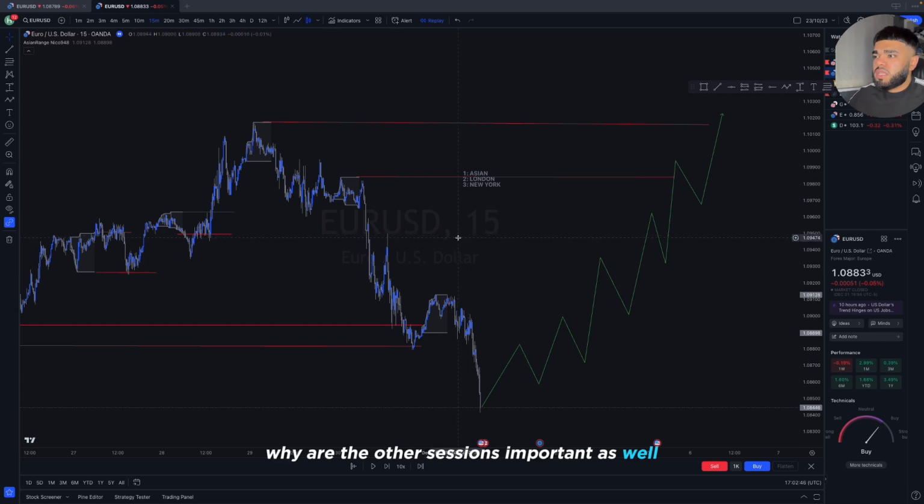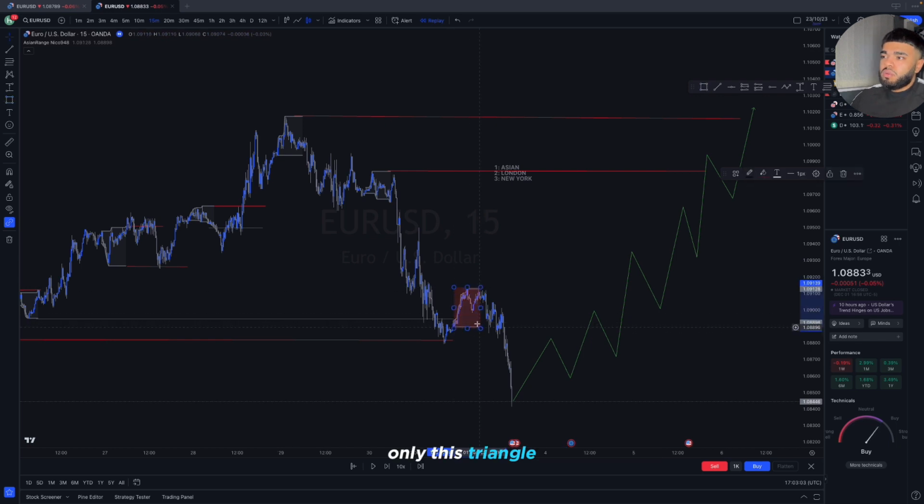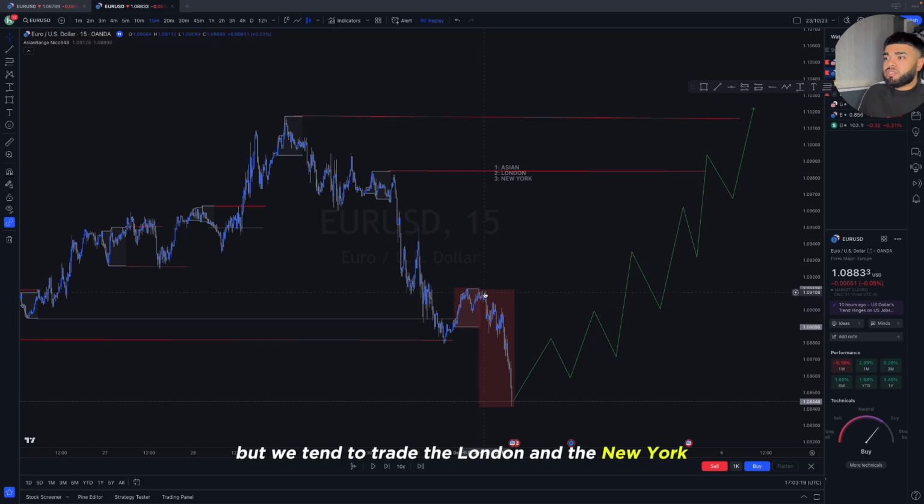Now, why are the other sessions important as well? If you can look, this is the most recent one, Friday. Why is the London and the New York session important? If you can see right here, look how much the Asian session has moved. Only this triangle, only a little bit, and then as soon as the London opened, and the New York, look how much price moved. So can you see the difference between the volume during these sessions? That's why we don't trade the Asian session, because it only moves a little bit, but we tend to trade the London and the New York because there's a lot more potential in making more money.